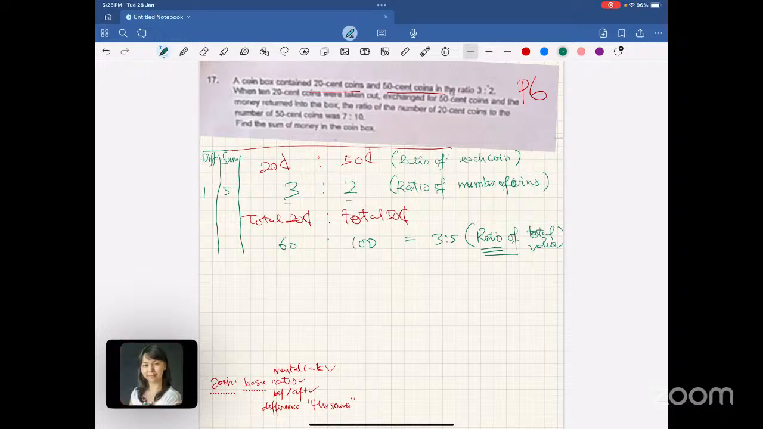Now, if you go to the total, you have a different ratio, it's 3 to 5. So what is the difference?